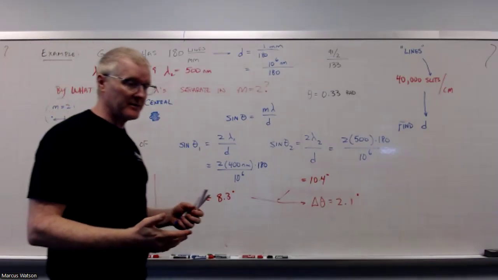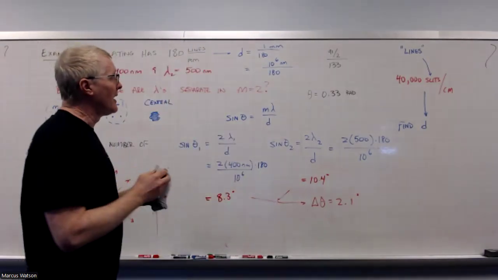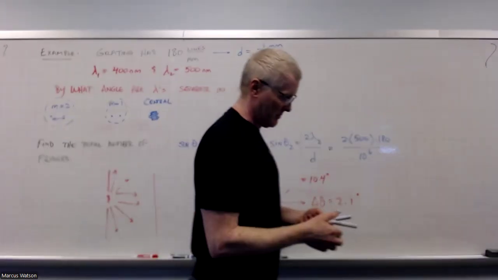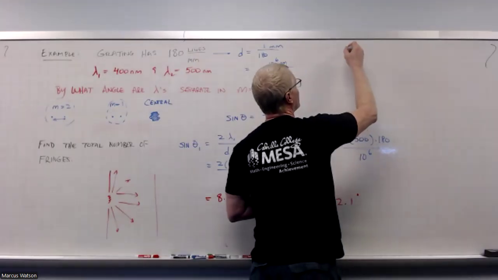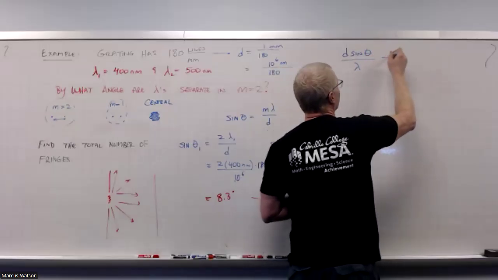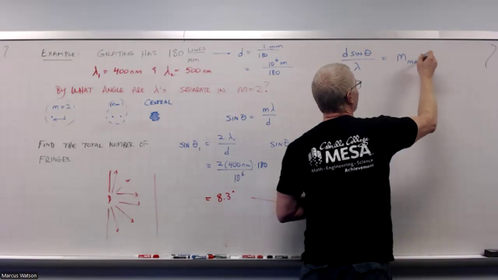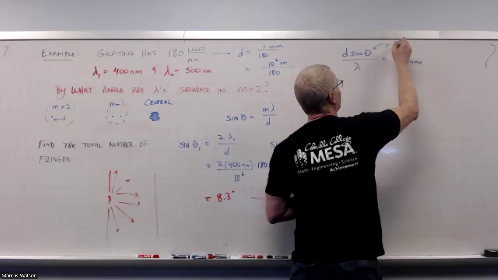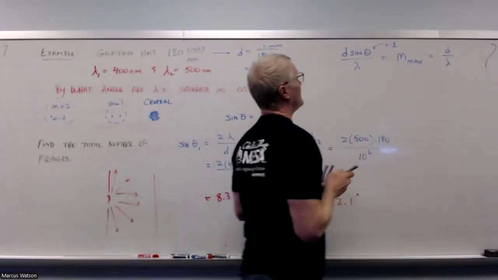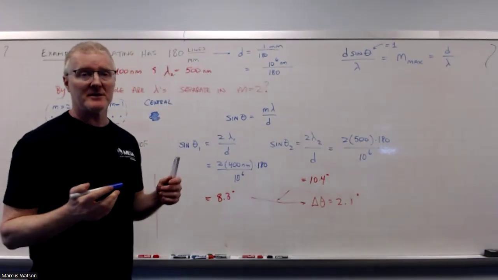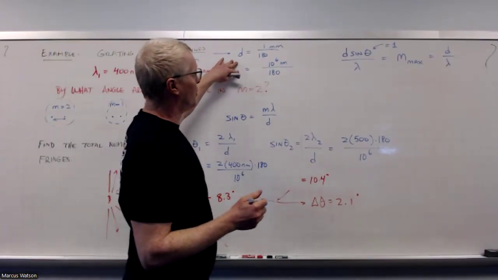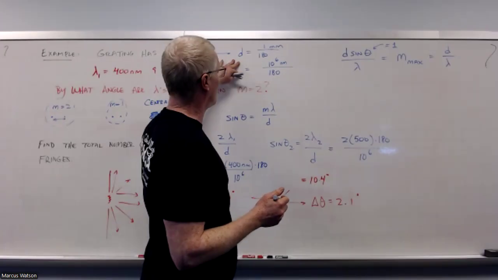So in order to find the total number of fringes, we would just maximize the angle, right? Say that the sine is equal to 1, and try and solve for the m value. So what this would mean is d sine theta divided by lambda should give us the maximum m value if I set this thing equal to 1. In other words, d over lambda. So if I have two wavelengths, I'm going to find one for the 400 and one for the 500. D is the same thing as what we had before.